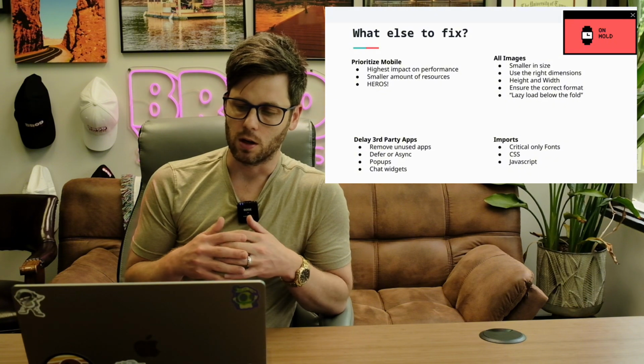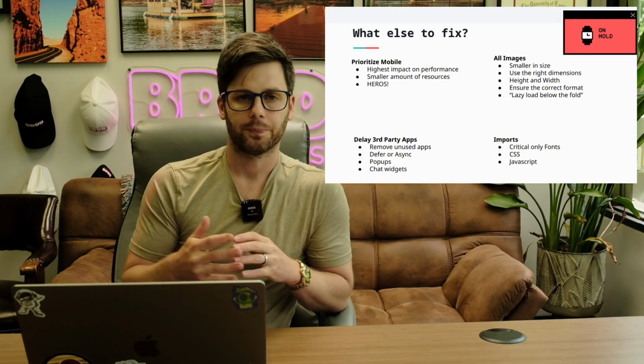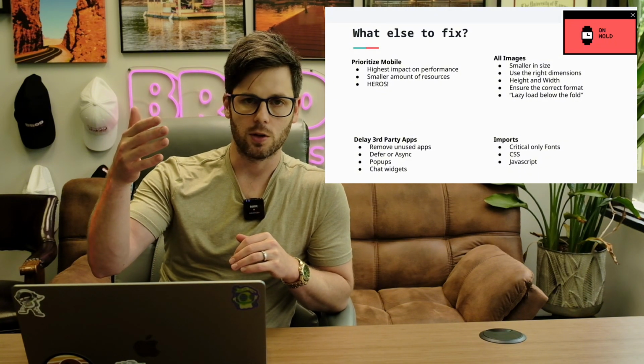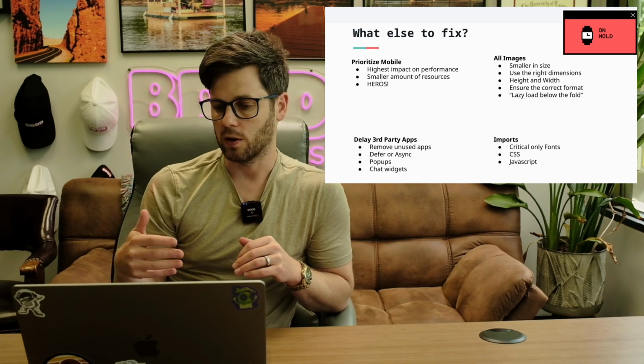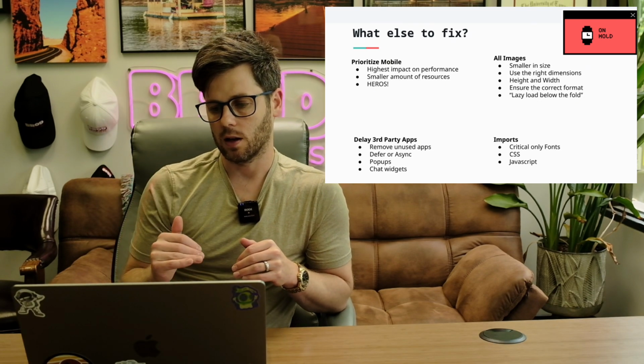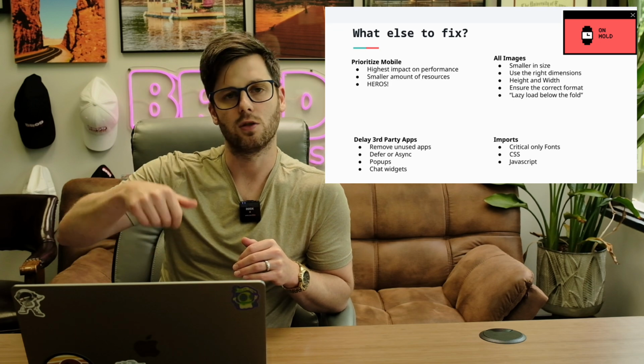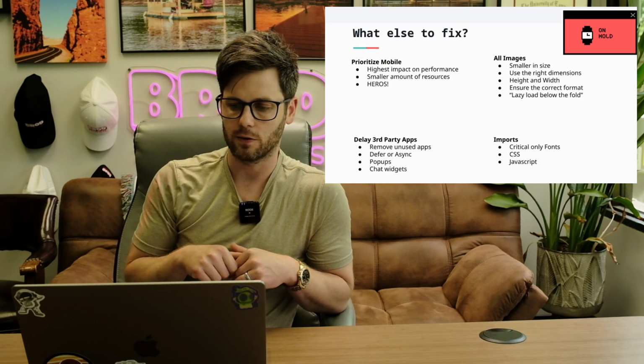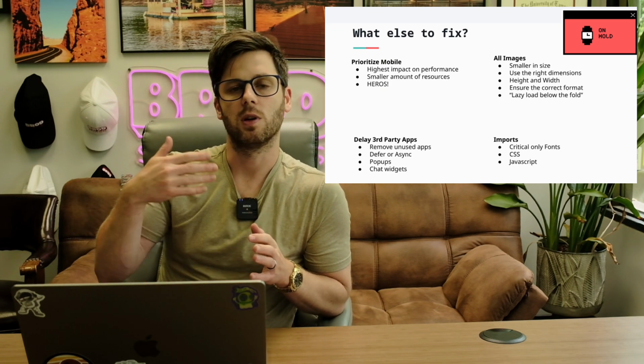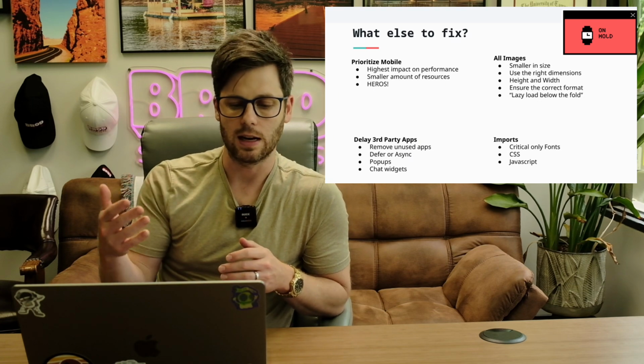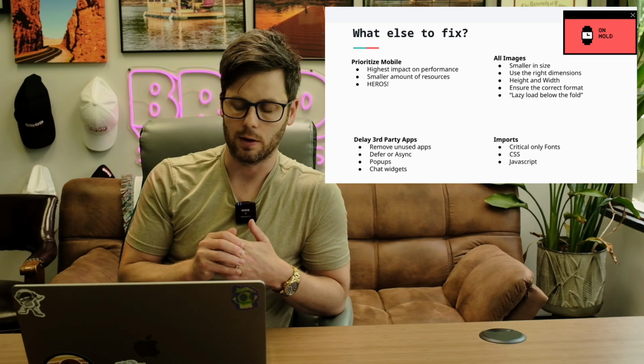And I wrote in here lazy load below the fold. So the above the fold images need to load right away. They need to be prefetched and loaded, but anything that is below the fold, which means as you scroll on the website, either on your phone or on the desktop, those can be lazy loaded or loaded as they're needed, and that helps with the Core Web Vitals as well as speed.